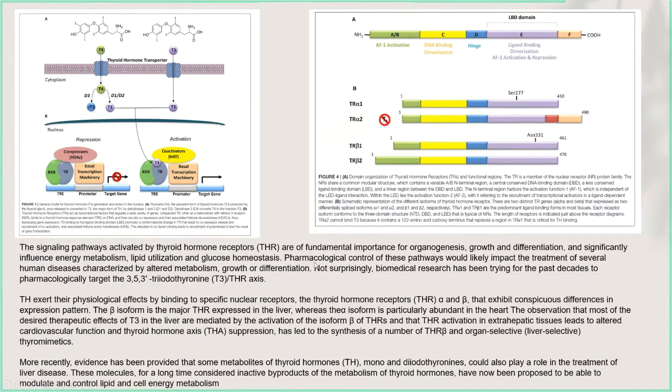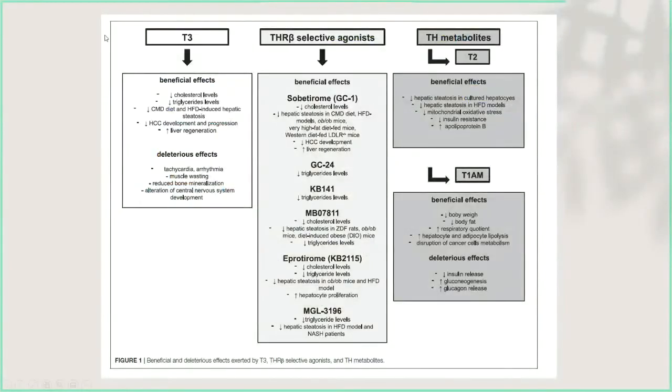So for that reason, if you use a TR beta agonist, it is theoretically possible to have a liver effect without having a cardiac side effect. There have been different things that have been tried. They tried T3 itself, but it has too many deleterious effects, so they haven't used it. There are a number of thyroid hormone beta selective agonists that have undergone trials at various stages.